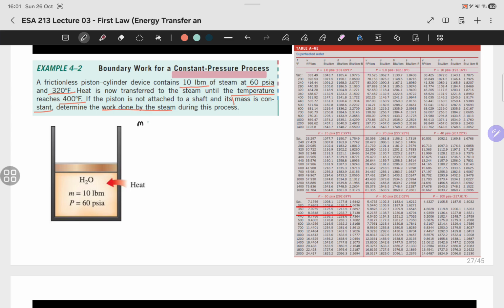We have mass, 10 pounds, pressure 60 psia, and temperature 320 degrees Fahrenheit. After the process, T2 is 400 degrees Fahrenheit. We are required to find boundary work. We don't have any other properties or information here, so that's why we require table A6E. Table A6E is basically for superheated water. Why? Because in our system we have steam, and steam is superheated water.